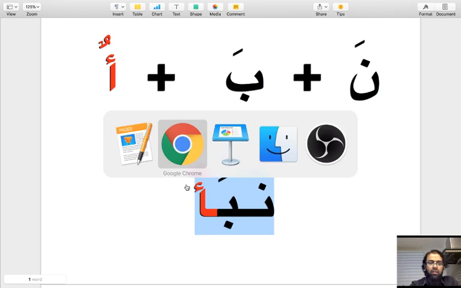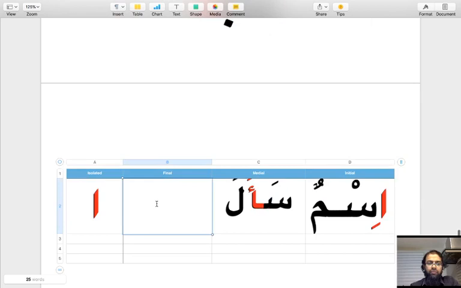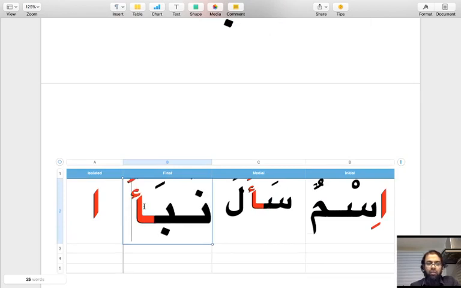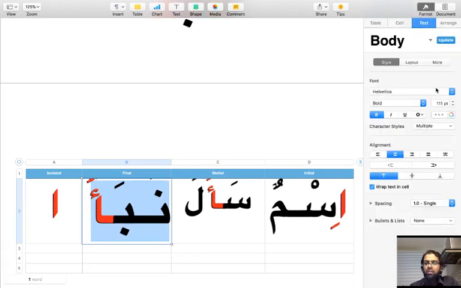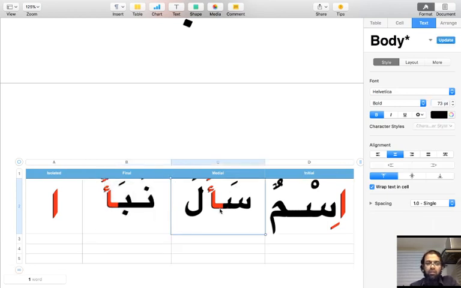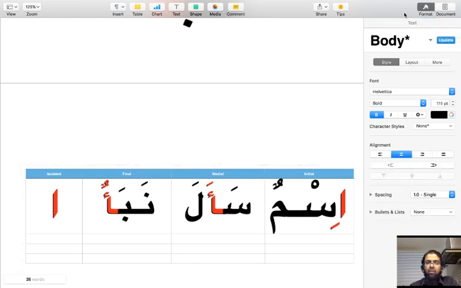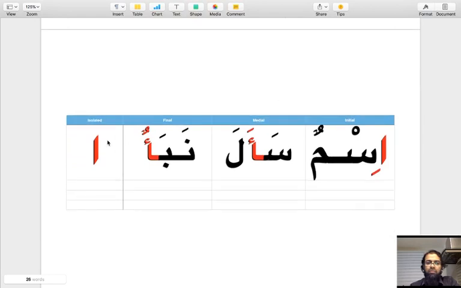So I'm just gonna copy that. I'm just gonna paste it over here. This is the final form of alif, and I'm just gonna reduce the size to, let's see, 70. Okay, I'm just gonna copy that, and here it is. Now it looks better. Okay, so this is alif in the isolated form.